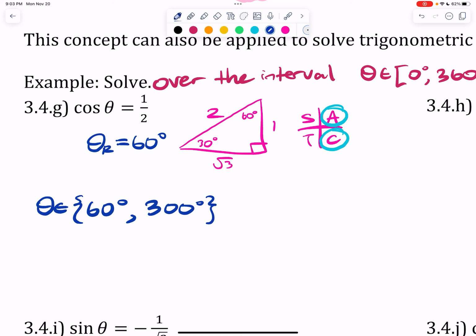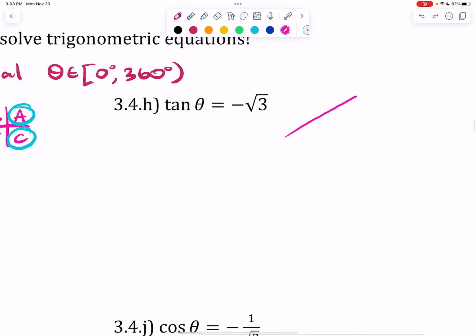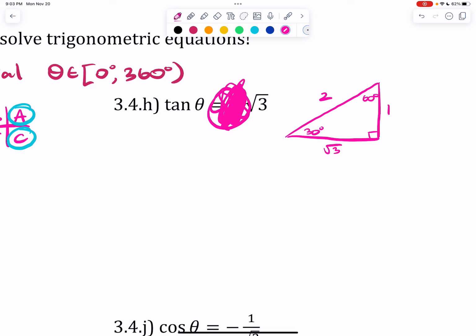Looking at the next example. Once again, we're going to ignore this negative temporarily. So just for figuring out what we're doing with special triangles, we're just looking at the magnitude of what we've got. We've got a root 3. We know tan is opposite over adjacent. So let's figure out which angle we're dealing with. That opposite over adjacent is root 3. Again, ignore this negative for now. To have opposite over adjacent be root 3, we need to be dealing with 60 degrees.